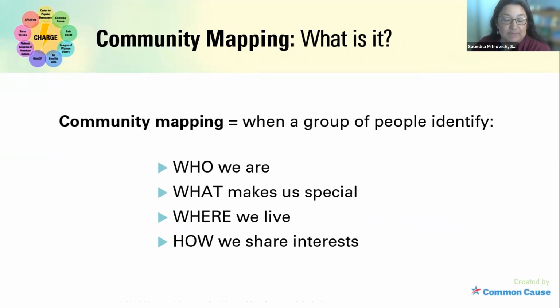We talked a little bit about our communities of interest and how we do that. The easiest way to think about community mapping is to start with 4 basic questions: who we are as a community, what makes us special or unique, where we live, and how we share some of our common interests. Next slide.